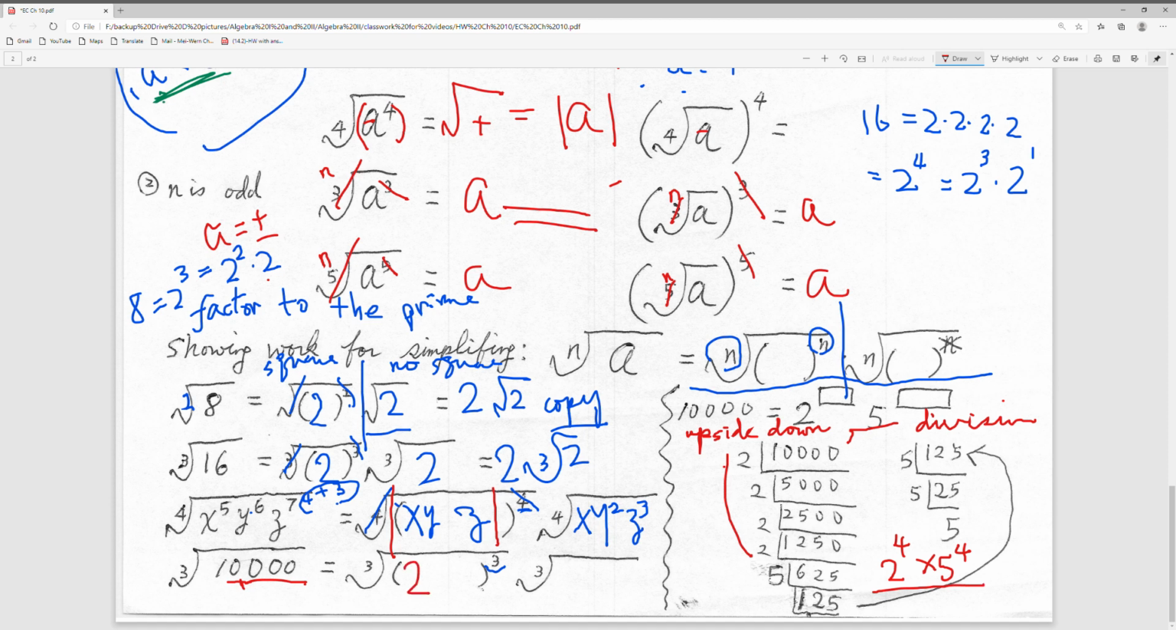So for the 4th degree, you have 2 cubed times 2. And this is 5 cubed times 5. So you have 2 cubed times 2, and 5 cubed times 5. And you have the perfect cubes. So in the end, you have 10 and the cube root of 10. That's how you simplify. Okay.